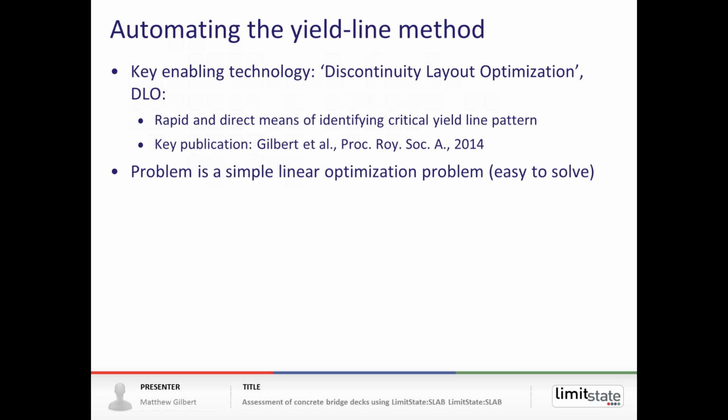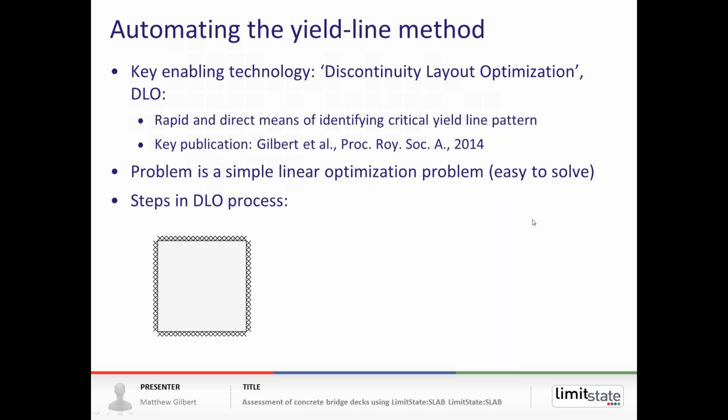And what we've been able to do recently is do just that. We've applied a technology called discontinuity layout optimization to rapidly and directly identify critical Yieldline patterns. And we've published that work in a well-known science journal, Proceedings of the Royal Society A, just last year in 2014. We've demonstrated that the process of finding the critical Yieldline pattern with DLO boils down to solving a simple linear optimization problem.